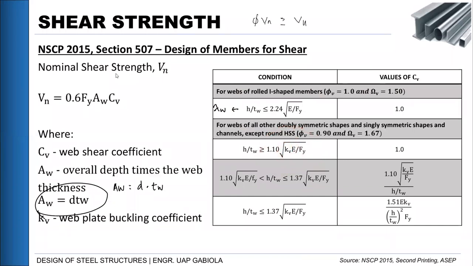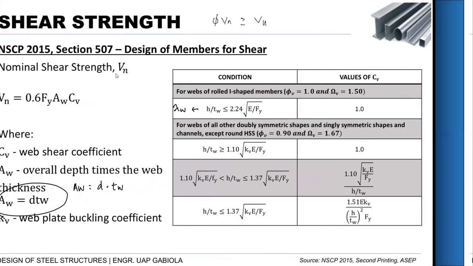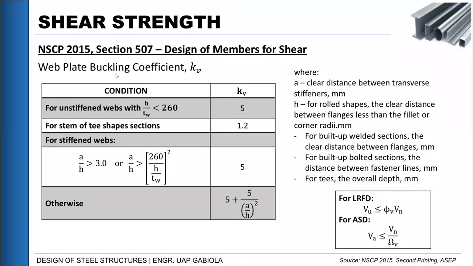Si KV saan makukuha? KV is taken dito sa table na to. Okay? And ayan naman, may mga condition din siya. For unstiffened webs or ibig sabihin yung h over tw natin is less than 260, we will use 5 na as KV value. For stiffened webs, okay, 5. Otherwise, ito. So, usually dito siya nagpo-fall under sa first condition.